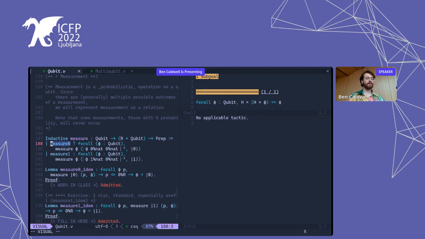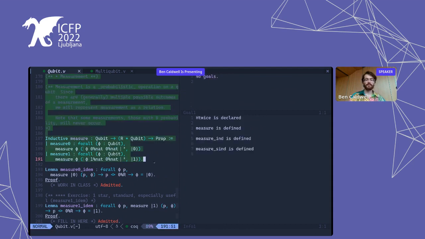So we're going to make an inductive relation here called measure. It's going to take some qubit and some R in qubit. It's just going to build a relation that says, well, okay, this first qubit has this certain probability of collapsing to this state, right? So when you say measure zero, the measure zero of a qubit just kind of extracts what the chance is that it will collapse to zero. It will measure to zero. And measure one does the same thing, but for one, right?